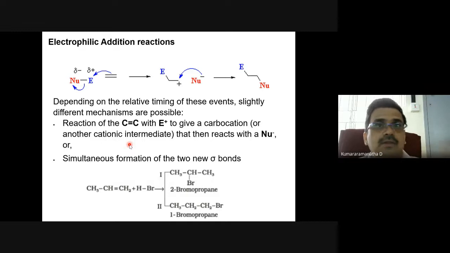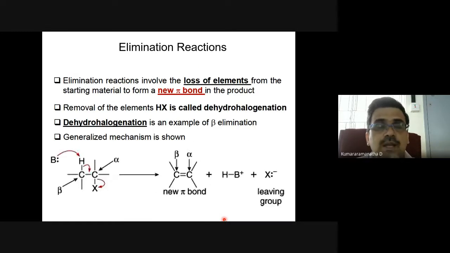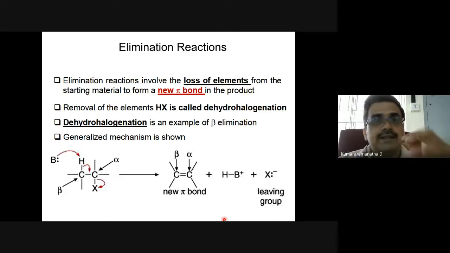I think many of you are aware of Markovnikov's rule, where the negative part of the hydrogen halide goes to the carbon having the least number of hydrogen atoms, so this will be more favorable as compared to the other. These are some general electrophilic addition reactions. And today's main topic is an exhaustive, extended topic.